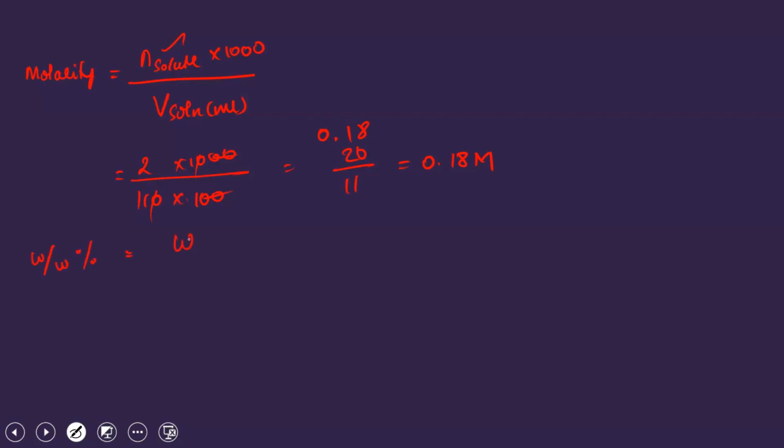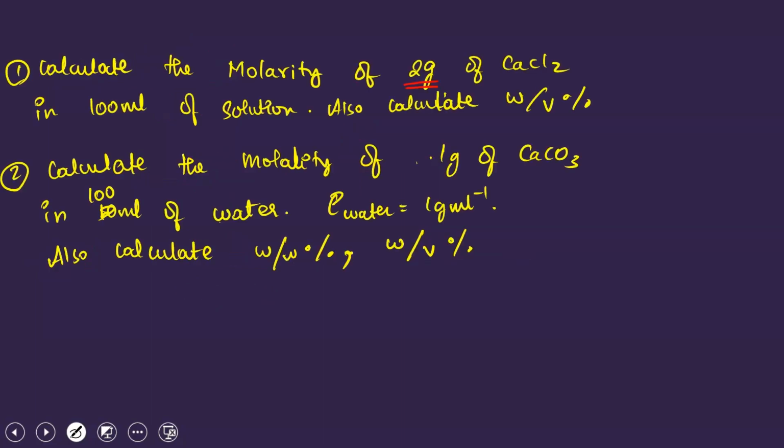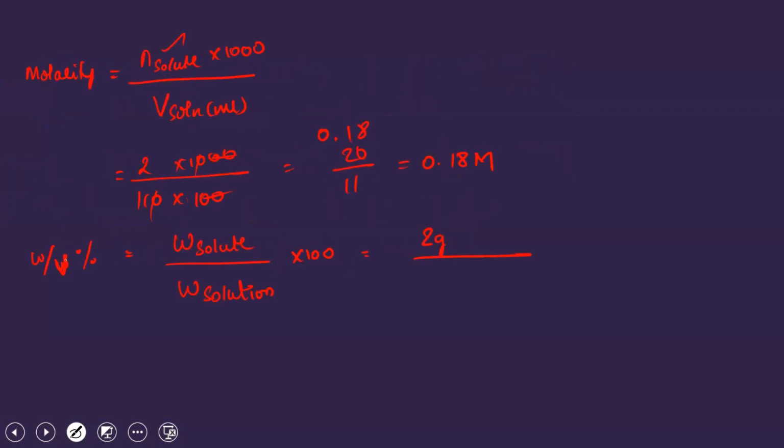Next is weight by weight percentage. Weight of solute by weight of solution into 100, correct? Weight of solute is 2 gram. What is the weight of solution? Have they given density? Oh, weight by volume percentage. So, volume is 100 ml of solution, correct? So, into 100. So, answer is what? 2%. Clear? Understood? Shall we go to the next question?